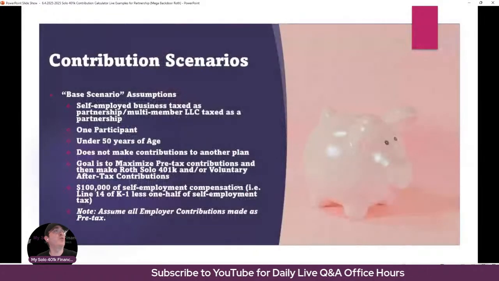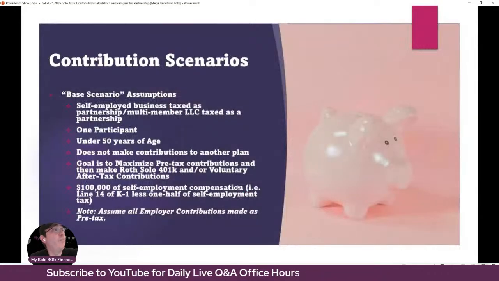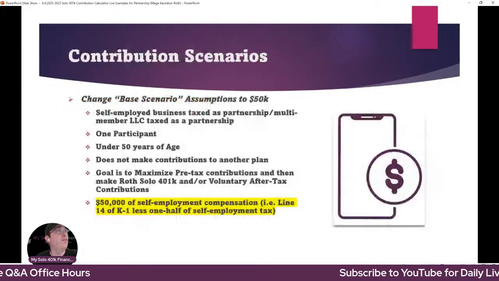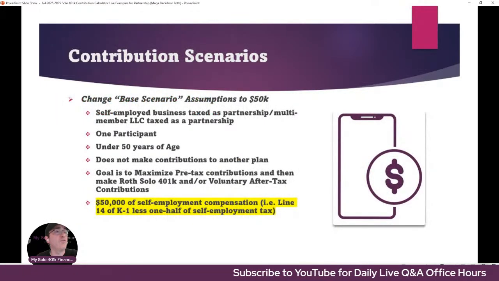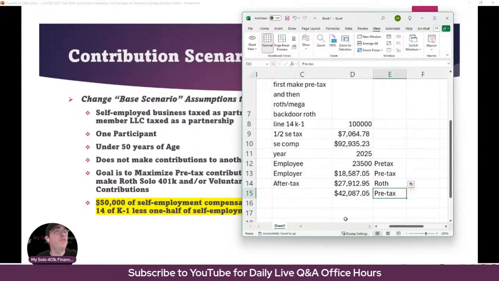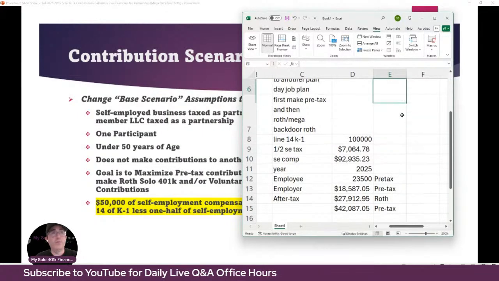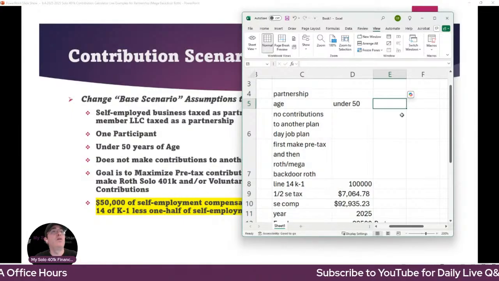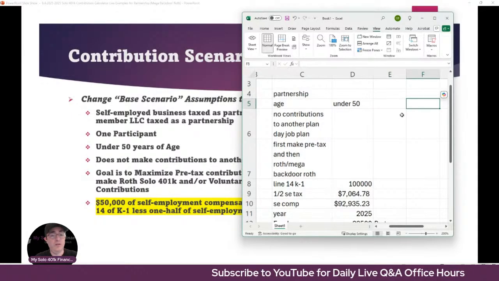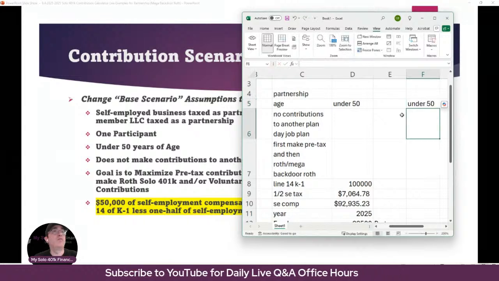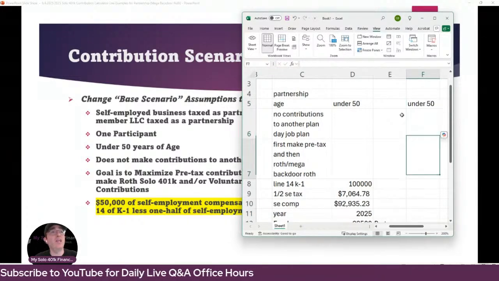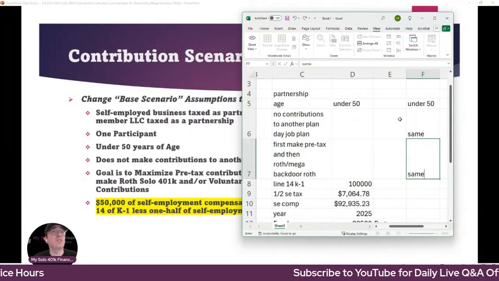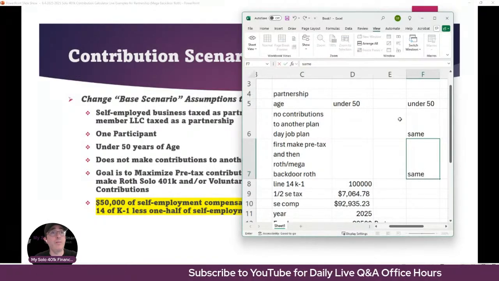Our next example is the same scenario, but we're going to tweak it. So instead of $100,000 of self-employment compensation, let's assume that it's $50,000. So it's still someone who has a business taxed as a partnership. They're under age 50. They're not making contributions to another plan like a day job plan. So that's the same. They want to first maximize pre-tax, then make additional contributions as Roth and/or mega backdoor Roth.